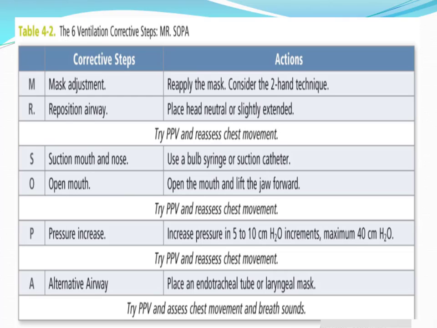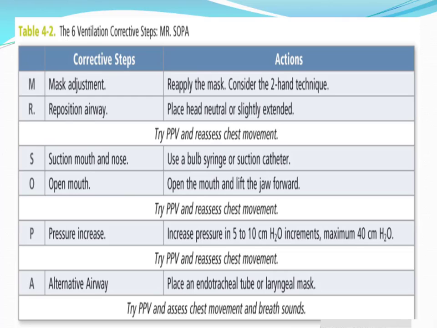And then if the patient is still apneic, gasping, with heart rate below 100, you will do suctioning of the mouth and nose, you do opening of the mouth, and then try PPV and assess chest movement. And if still apnea, gasping, heart rate below 100, then you will increase the pressure in the ambu bag by 5 to 10 centimeters, up to 40 centimeters, and try PPV again and reassess the chest movement.